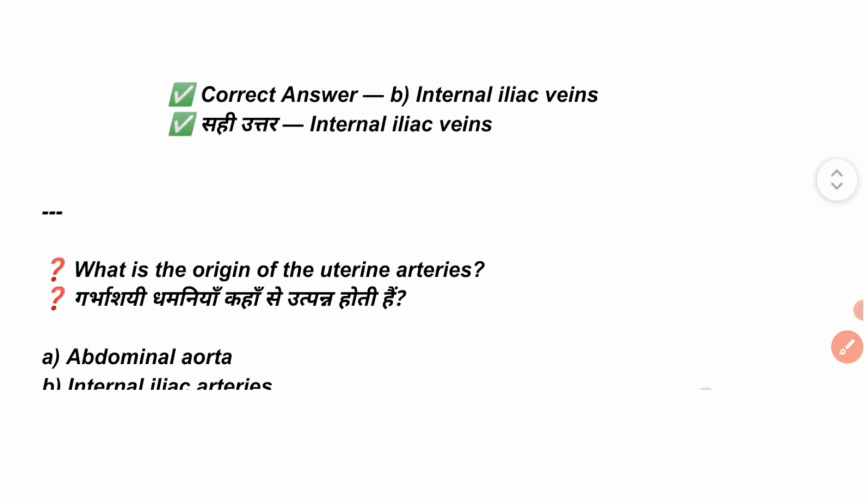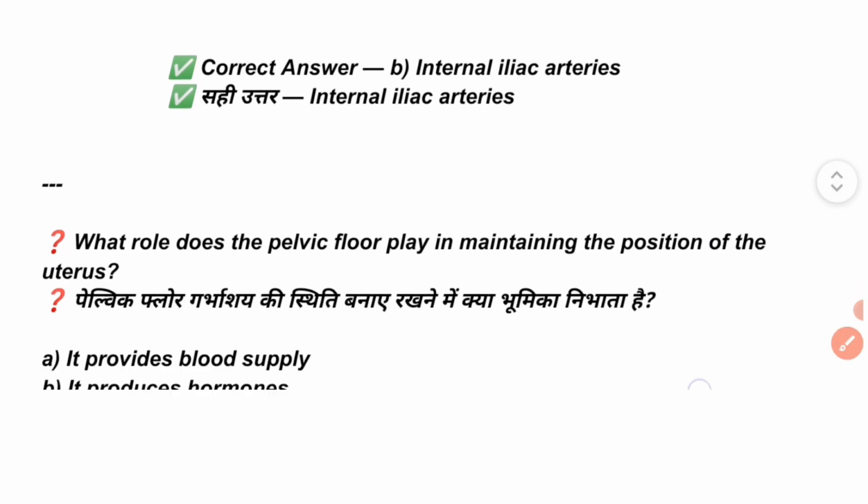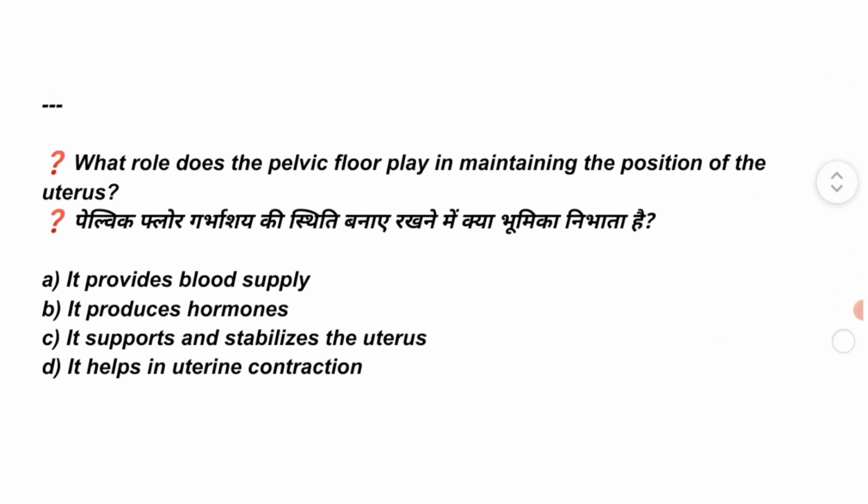Next question. What is the origin of the uterine arteries? The right answer is option B, internal iliac arteries. Next question. What role does the pelvic floor play in maintaining the position of the uterus? The right answer is option C. It supports and stabilizes the uterus.